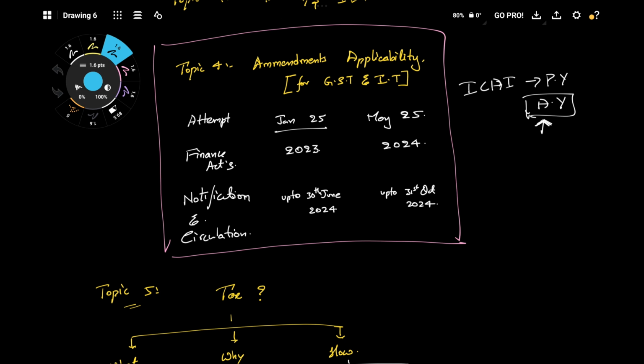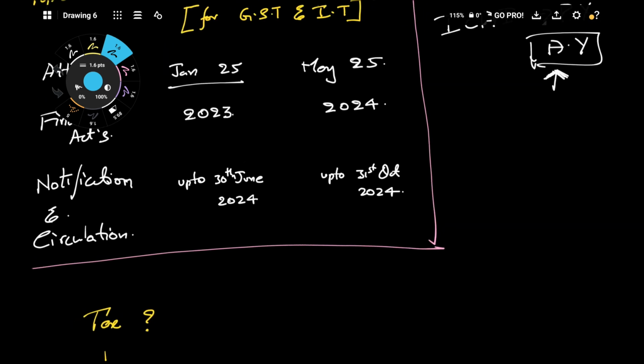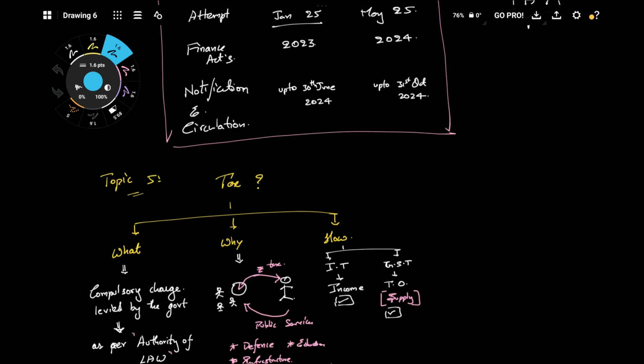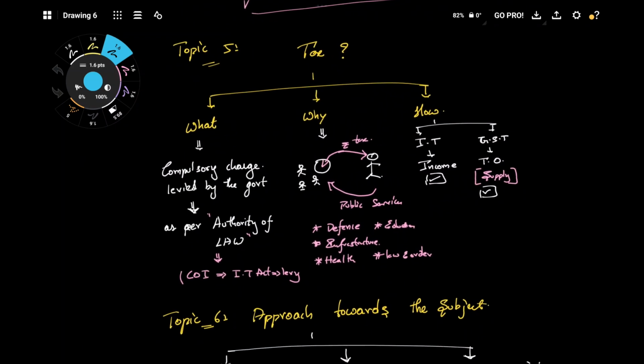In case of the Jan 25 exam, only notifications that have been released up to 30th June 2024 will apply to your exam. If there are any significant notifications or circulars up to 30th June 2025, that is 6 months before the exam, only they will be applicable to your exam. In case of May 2025, up to 31st October 2024, if there are any significant notifications and ICAI feels that those are important and you have to have knowledge about them, then they'll notify us through statutory update and revision test papers.